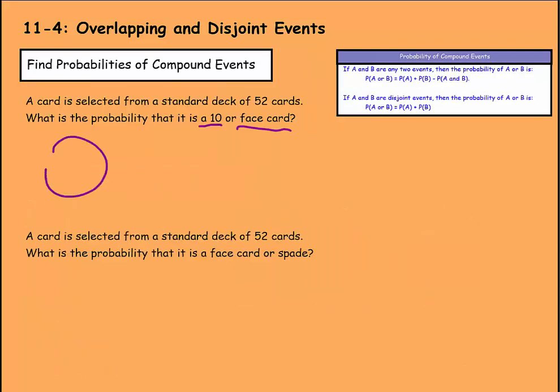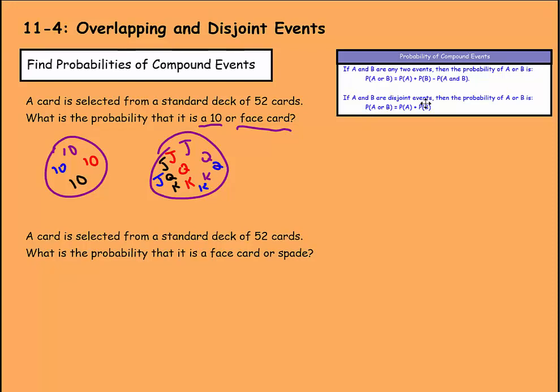So we would have one for the 10s and one for the face cards. I'm just going to use different colors for this because I don't have too much room. We'd have the 10 of hearts, the 10 of diamonds, the 10 of spades, and the 10 of clubs. So 4 total 10s. Then we'd have the jack of hearts, the queen of hearts, the king of hearts, the jack of diamonds, the queen of diamonds, the king of diamonds, the jack of spades, the queen of spades, the king of spades, and the jack of clubs, the queen of clubs, and the king of clubs.